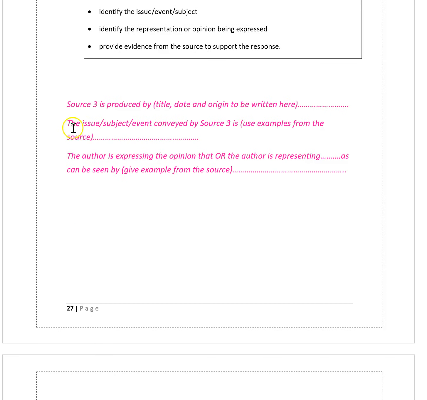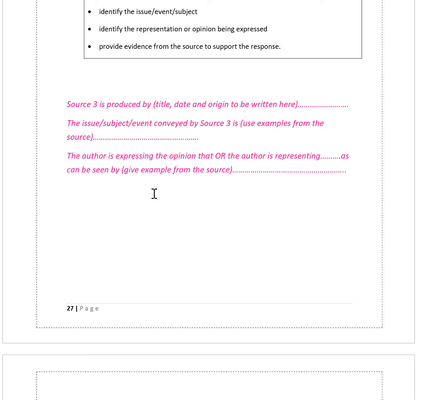So you want to actually say, well, who produced it? So your title, your date, and your origin. Who produced it? What's the title? What's the date? And that's just what's on your source, okay? The issue, subject, or event conveyed by source 3 is, and you're using examples from the source. Now that's just identifying the issue, event or subject. So you're not conveying all 3, you're just choosing one.